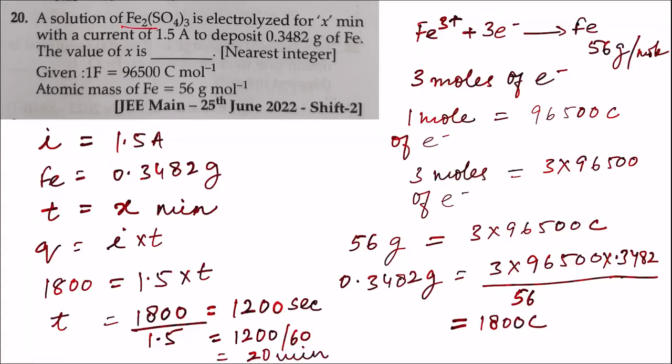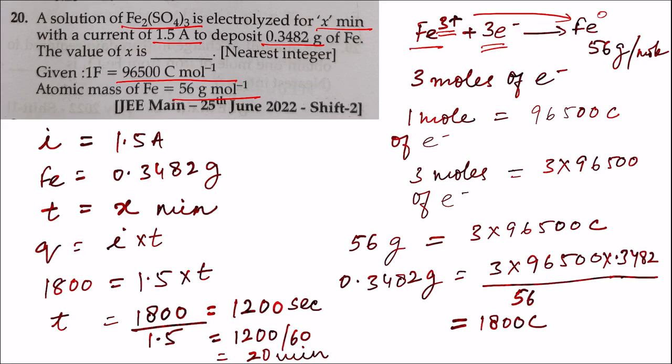A solution of Fe2(SO4)3 is electrolyzed for X minute with a current of 1.5 ampere to deposit 0.3482 gram of iron. The value of X is dash. 1 Faraday is equal to 96500 coulomb per mole. Atomic mass of iron is 56 gram per mole. In Fe2(SO4)3, the oxidation state of iron is +3. Now from this oxidation state, if iron has to go to zero oxidation state, that is to deposit iron, 3 moles of electron will be required. 1 mole of Fe3+ will require 3 moles of electron.